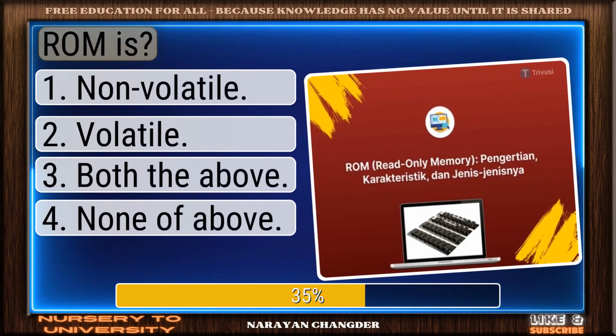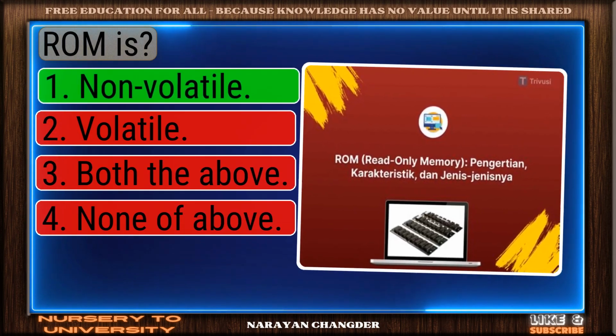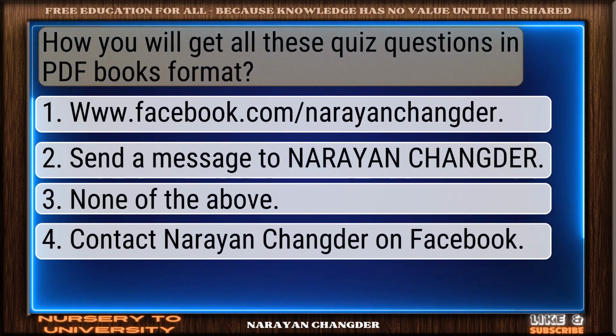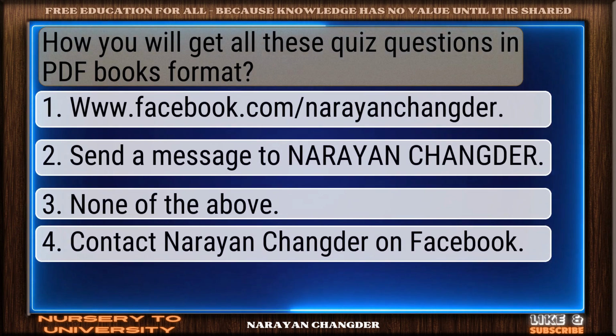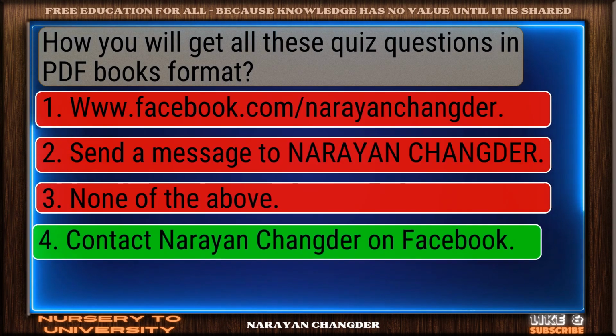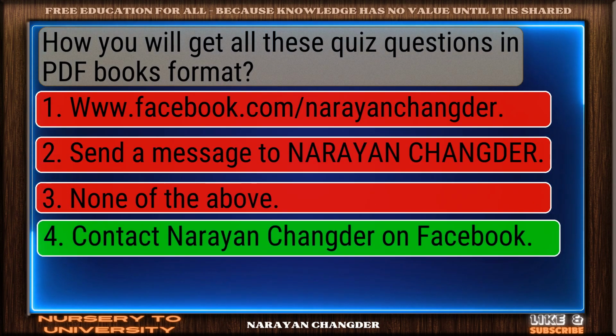ROM is. Strong choice. Non-volatile is the right answer. How you will get all these quiz questions in PDF books format. Nice work. You chose contact Narayan Changda on Facebook, and it is correct.